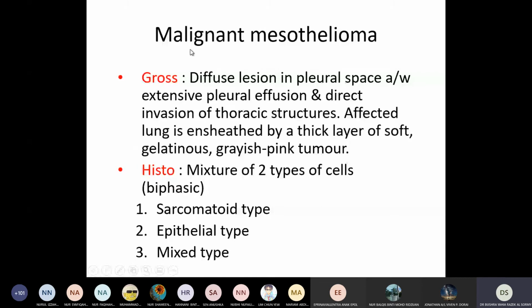Grossly, there is a diffuse lesion in the pleural space associated with extensive pleural effusion, and direct invasion affects thoracic structures. The lung is usually encased by a thick layer of soft, gelatinous, grayish-white to pink tumor. The histology has 3 types: sarcomatoid, epithelial, and mixed. A mixture of the 2 types we call biphasic.